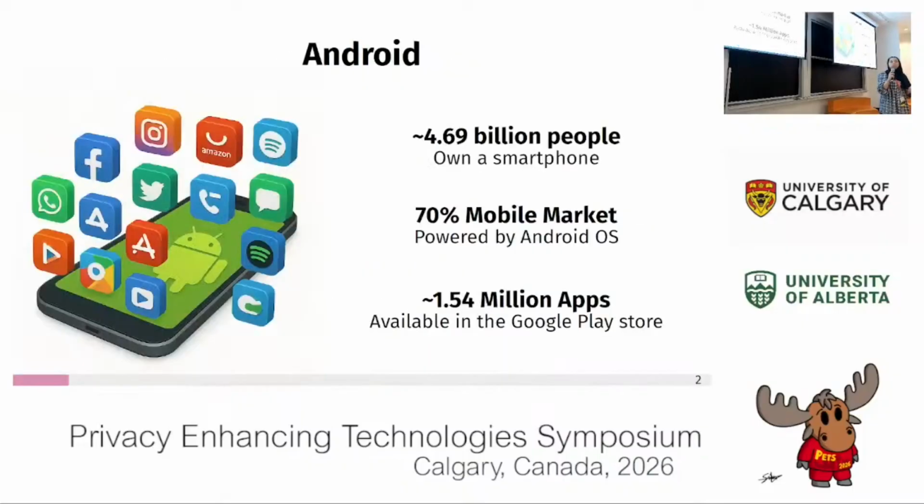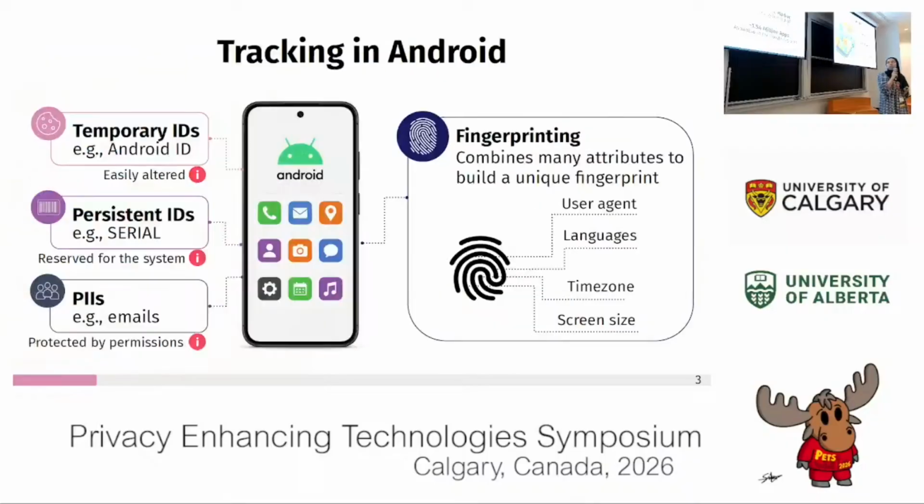So, in today's society, Android occupies a very important place from a privacy perspective. Smartphones are used by billions of users. The majority of them are using Android devices. And Android users are interacting with a large variety of mobile applications, which makes them a primary target for user tracking.